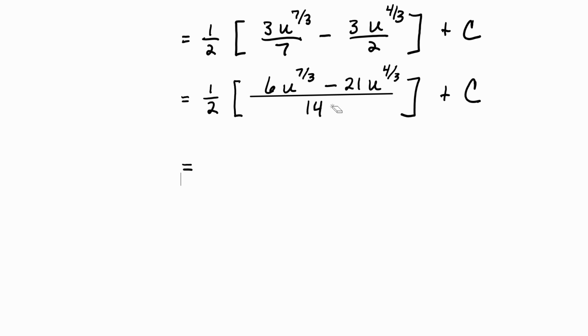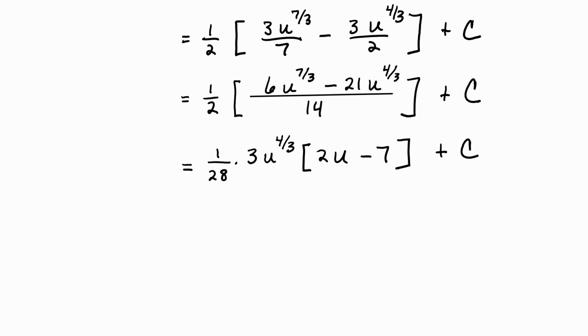Now out front here, we can combine the 2 and the 14 in the denominator, and we now have 1 over 28. And we can factor this numerator, taking out 3u to the 4/3. We would need to multiply by the quantity 2u minus 7, and then add our constant of integration. Now double check your factoring. 3u to the 4/3 times 2u is equal to 6u to the 7/3, and 3u to the 4/3 times a negative 7 gives us negative 21u to the 4/3.